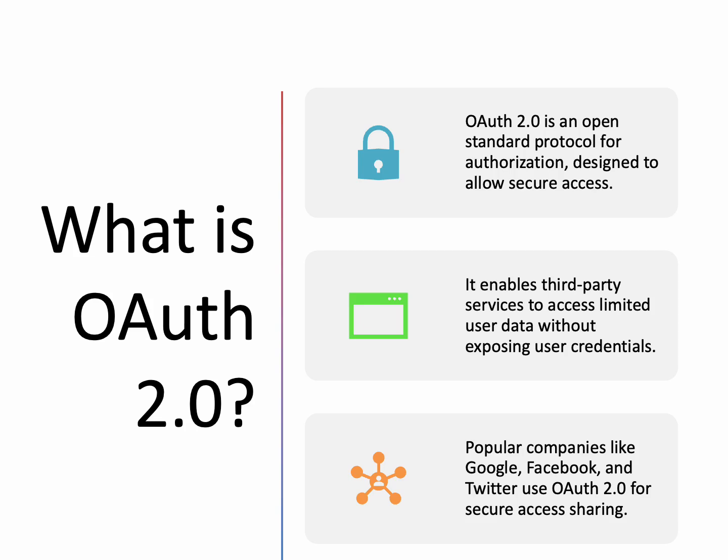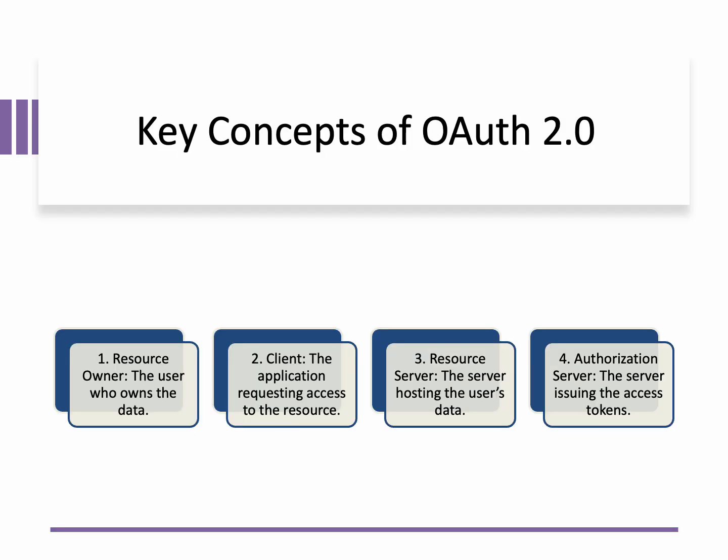Let's look at what is OAuth 2.0. OAuth 2.0 is a standard protocol which enables third-party services to access user data without exposing the user ID and passwords. Companies like Google, Facebook, and Twitter do use OAuth 2.0.